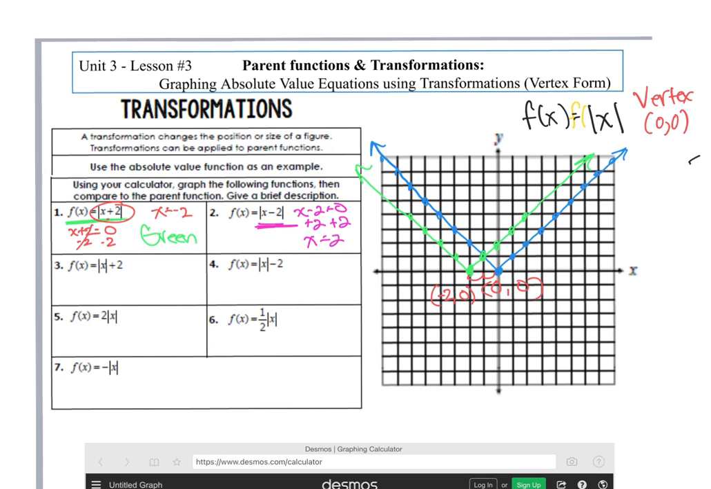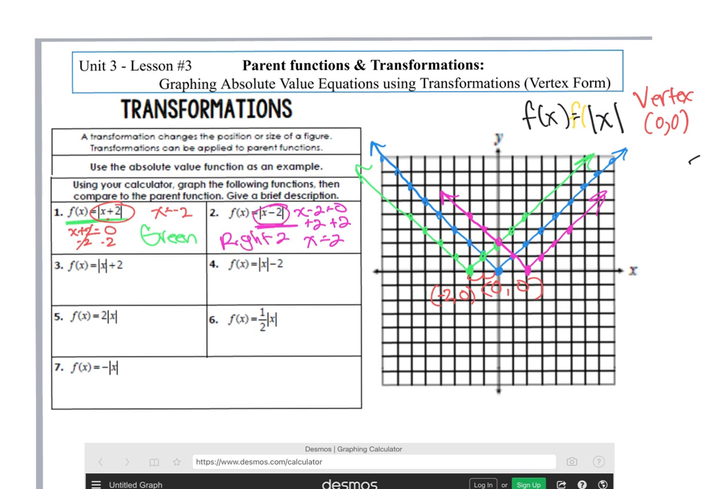And then I plug it back in, I'm going to get 0 for y. So my vertex is actually going to be at 2, 0, and then it's still going to have a slope of 1 over 1 on either side. Okay, so notice, again, it's the same size and shape, but its vertex has been shifted 2 spaces to the right.